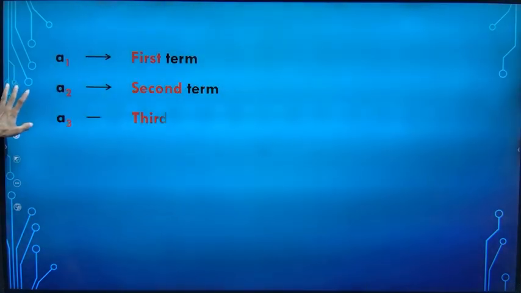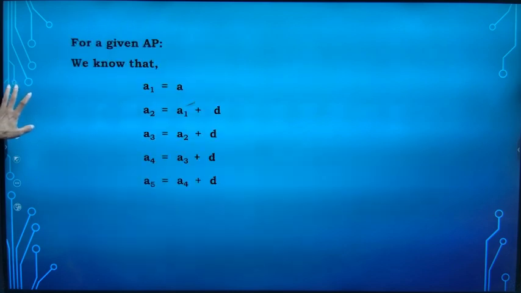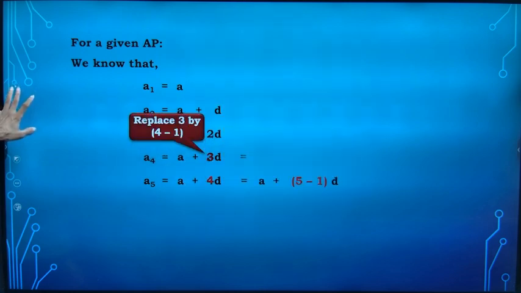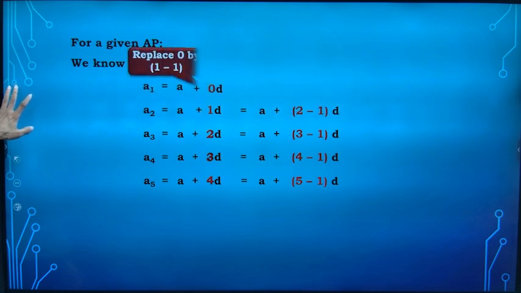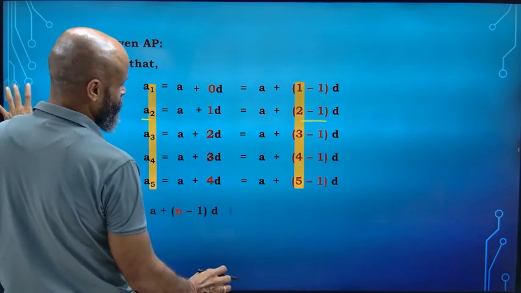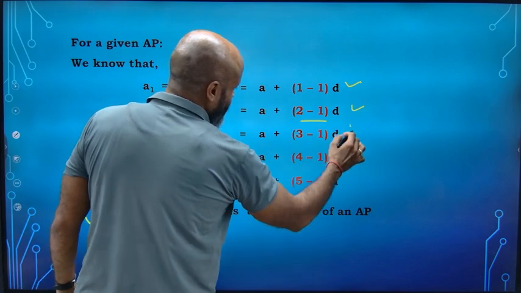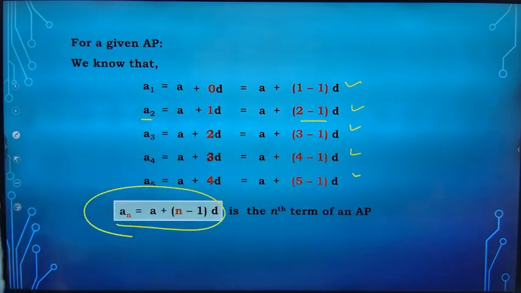A1 is the first term, A2 is the second term, then third term and fourth term. So the nth term, we have seen yesterday how we calculate it. Nth term is calculated by a plus n minus 1 into d. So here A2 is a plus 2 minus 1 into d and so on. So an will be equal to a plus n minus 1 into d. This is the first formula that we will apply in arithmetic progression.